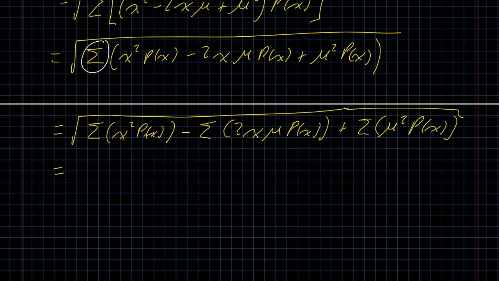And then I can factor some things out. When you're adding a bunch of stuff together, let's see, x changes with each term, p of x changes with each term, but the 2 and the mu are the same in every single term. So I can factor those things out.